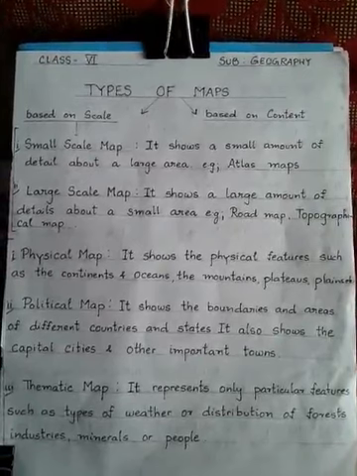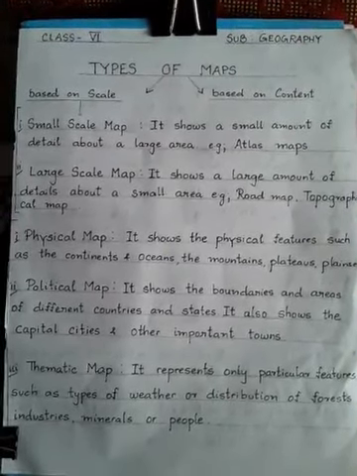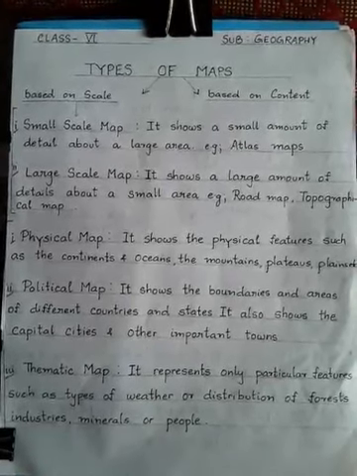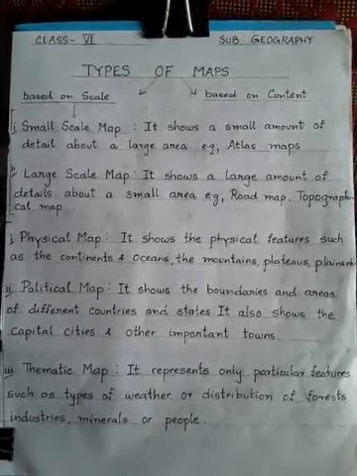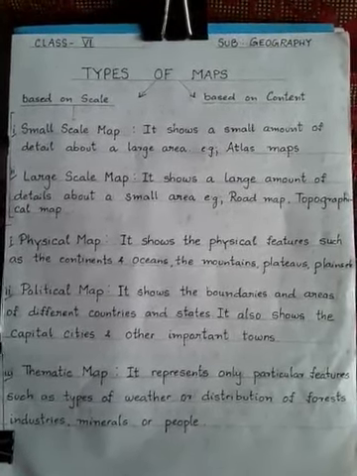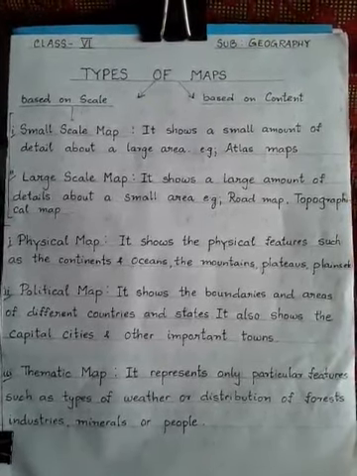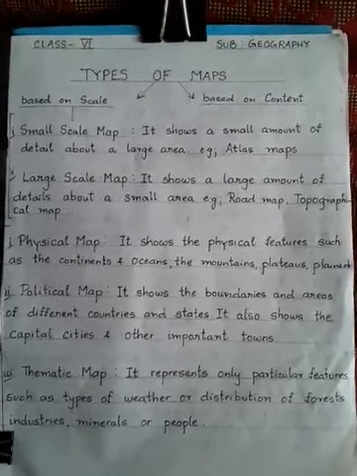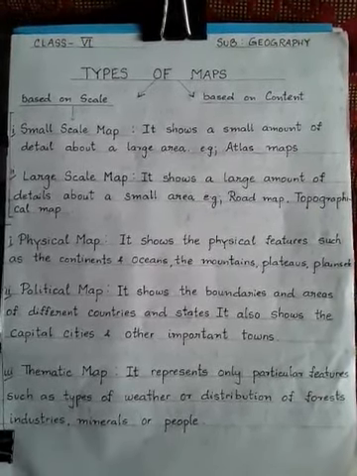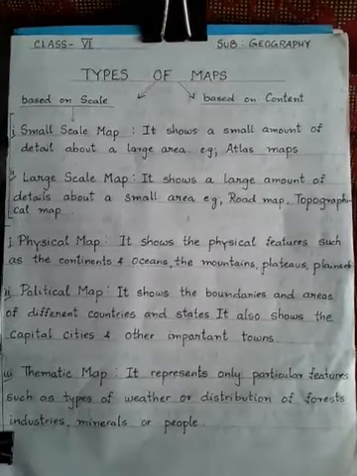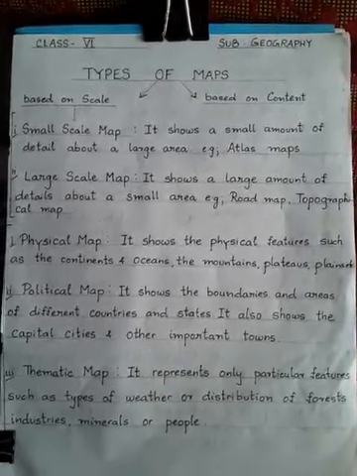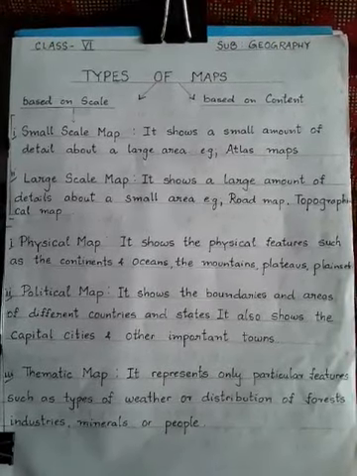On the basis of content, there are three types of maps. Physical map, which shows the physical features such as the continents, oceans, mountains, plateaus, plains, etc. Many physical features are shown in the physical map. In political map, it shows the boundaries, areas of different countries, states, and it can also show the capital cities, other important towns, all the political parts. It is shown in the map, that is called political map.